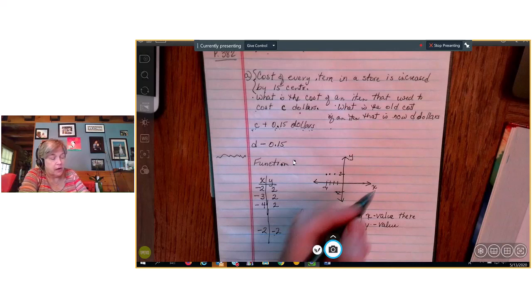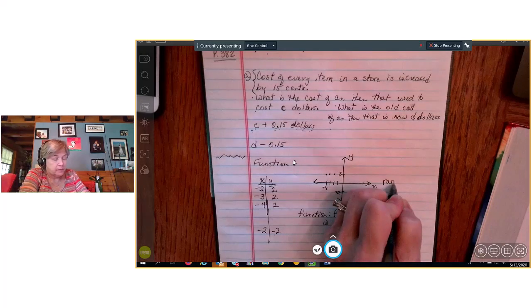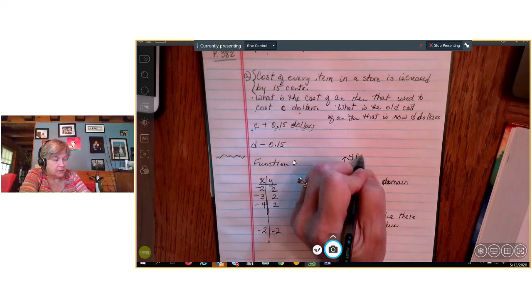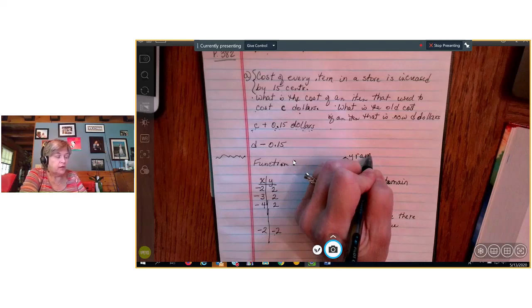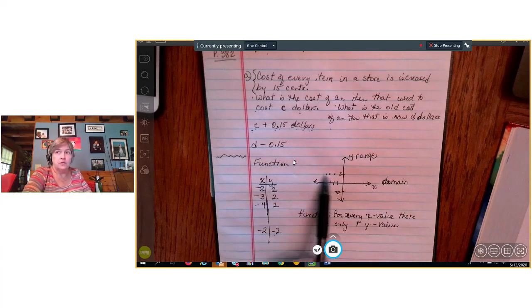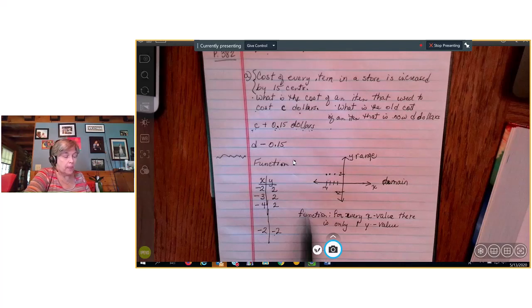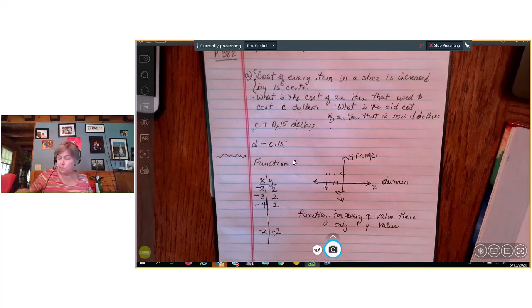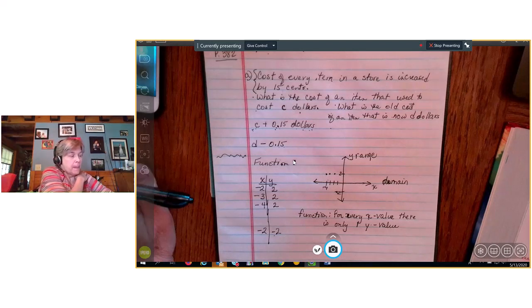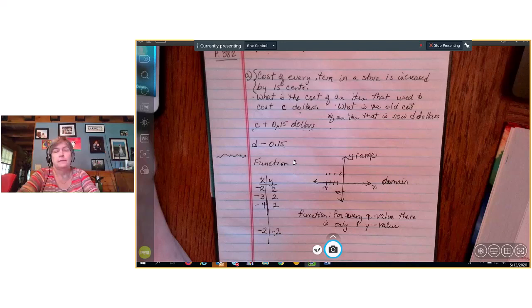And you may see this where it's talking about domain and range. So for every domain value, there's only one range value that you have. So does anybody have any questions? I don't.